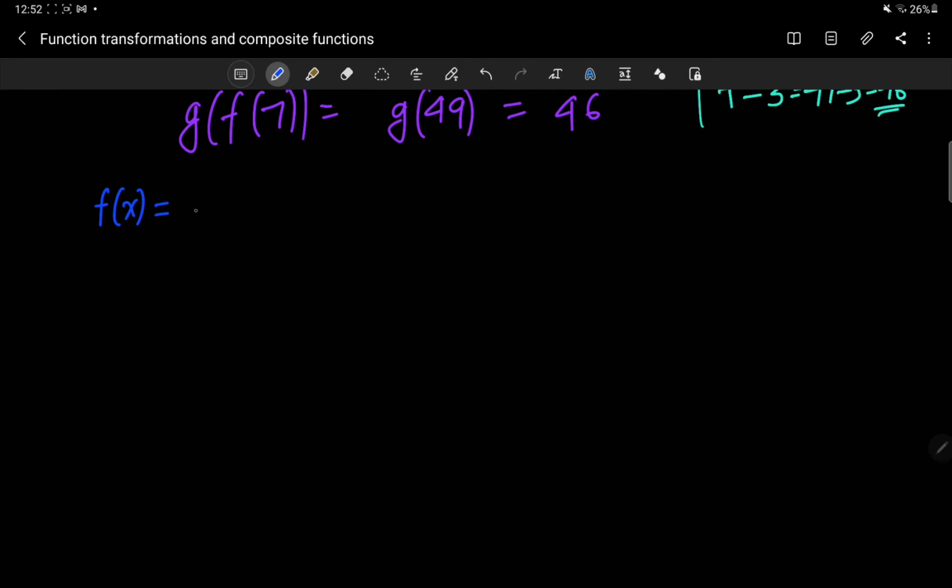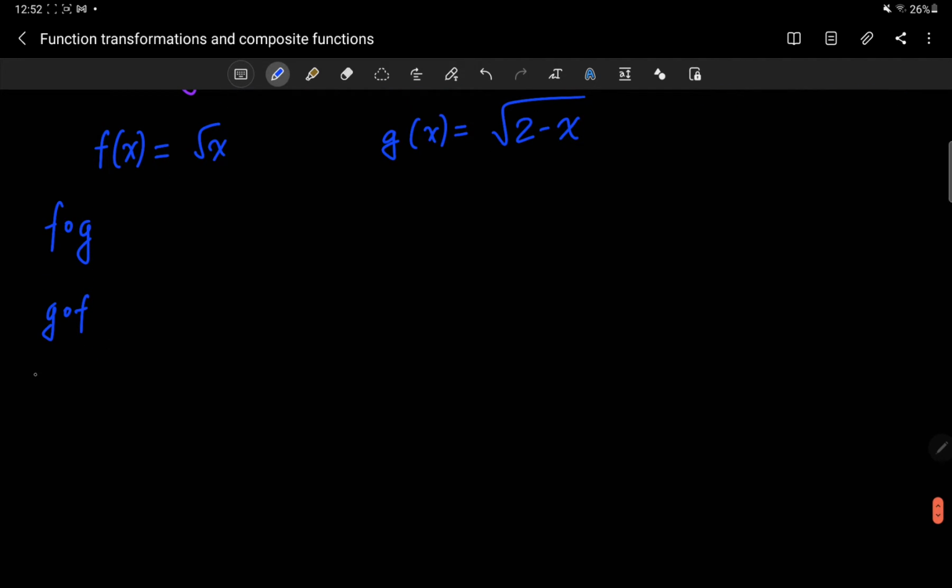Let's say the given function is f of x is square root of x and g of x is square root of 2 minus x. Now there are four different compositions that can be formed. Two that we have already seen, namely f of g and g of f. However, there is nothing stopping us from asking something like, what happens if I compose this function f with itself, namely f of f? Or what happens if I compose the function g with itself?